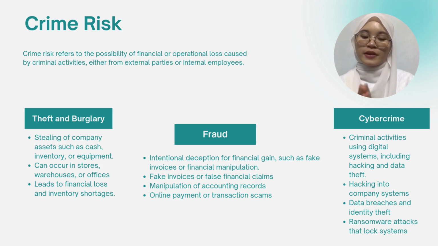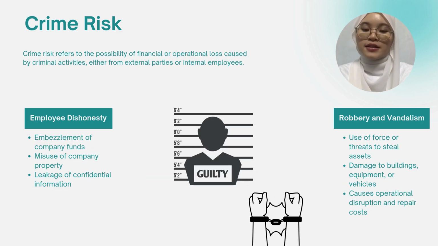The third one is cybercrime that involves criminal activities carried out using digital systems such as hacking, identity theft, or ransomware attacks. For instance, hackers may steal customer data and demand payment to return access. Next is employee dishonesty that includes internal crimes such as embezzlement, misuse of company resources, or leaking confidential information. Internal crime can be difficult to detect because employees often have authorized access to systems.